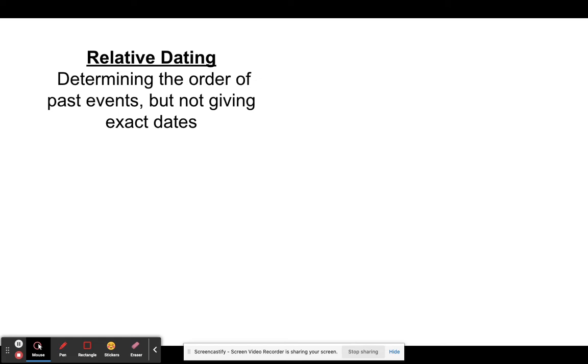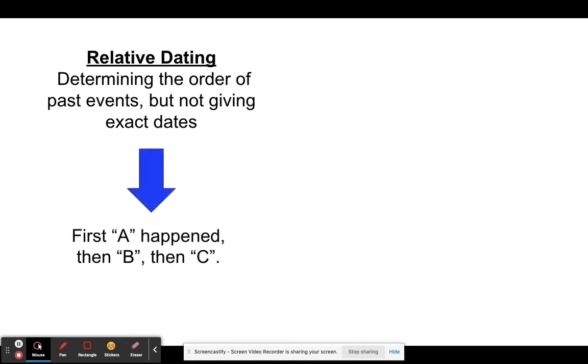Relative dating is actually pretty simple. You're just determining the order of past events, but you don't have to know any specific dates. For example, let's say I'm really fuzzy when it comes to American history, and I don't know any of the specific dates that things happened. But if you were to give me a list of events, let's say on that list there was the Revolutionary War and the Civil War and World War One and COVID happening. Those are all events that have happened in American history.